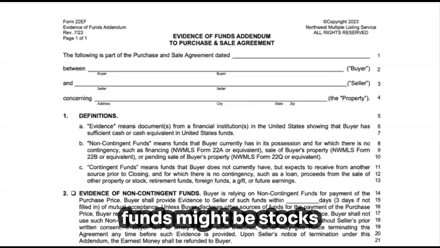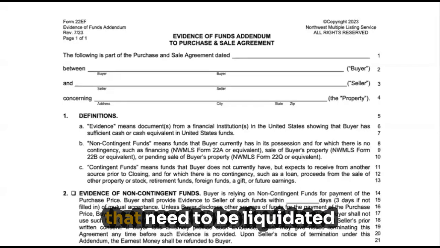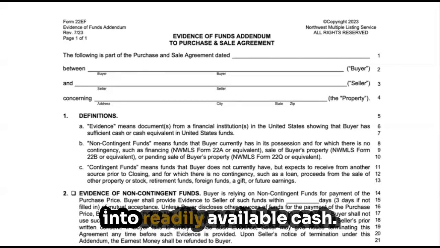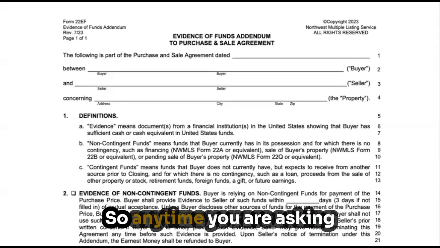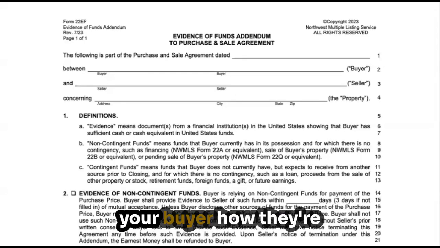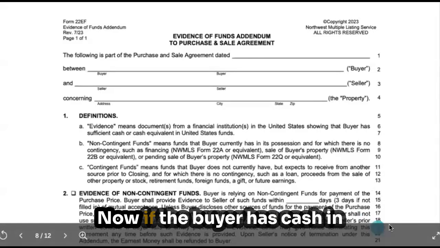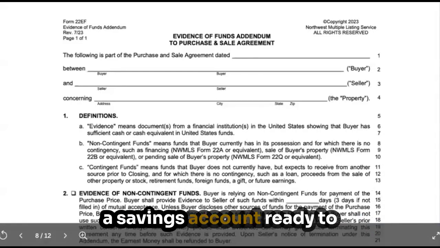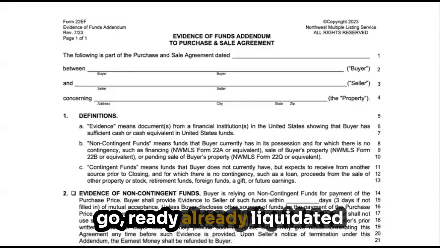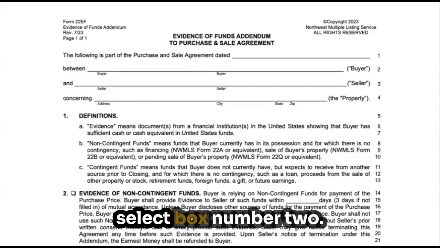Another example of contingent funds might be stocks that need to be liquidated into readily available cash. So anytime you are asking your buyer how they're going to pay, make sure you're keeping in mind they are either contingent or non-contingent funds. Now, if the buyer has cash in a savings account ready to go, already liquidated funds, you're going to select box number 2.